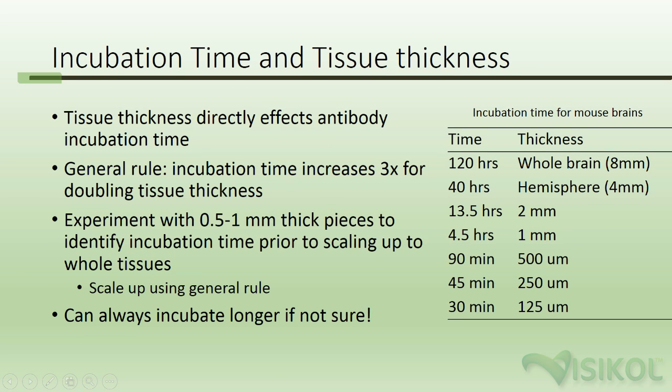Incubation time and tissue thickness. Tissue thickness directly affects antibody incubation time. As a general rule of thumb, incubation time increases 3 times for doubling of tissue thickness. Experiment on 0.5 to 1 millimeter thick pieces to identify incubation time prior to scaling up to whole tissues. Scale up using the general rule. You can always incubate tissues longer in antibody solutions if you're not sure of the proper time.